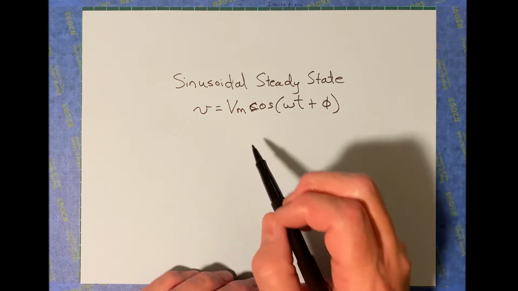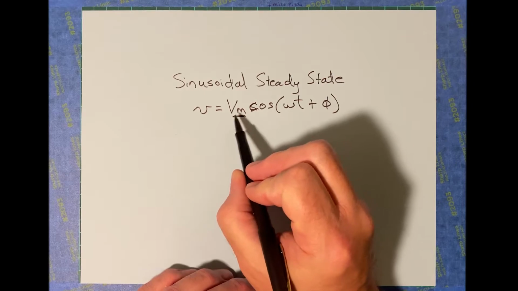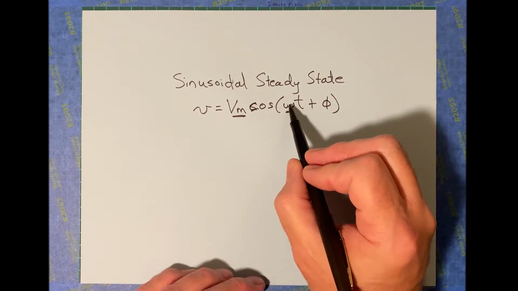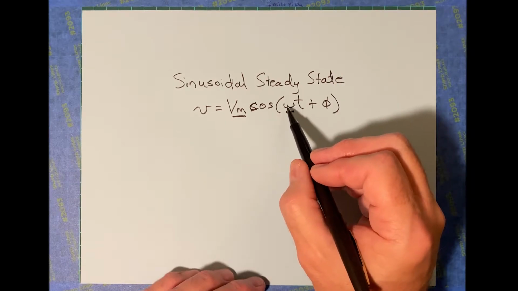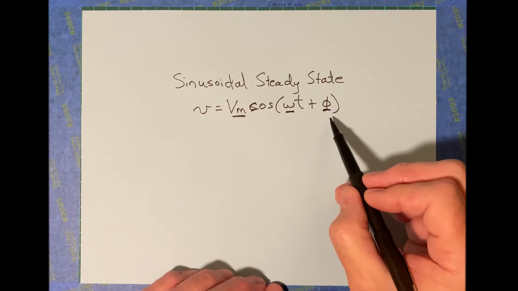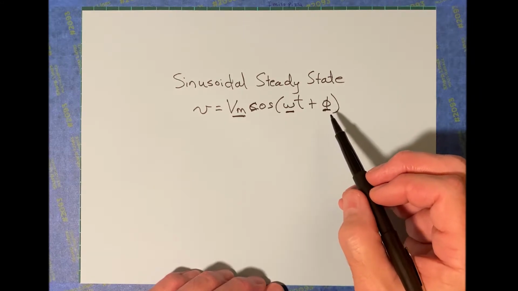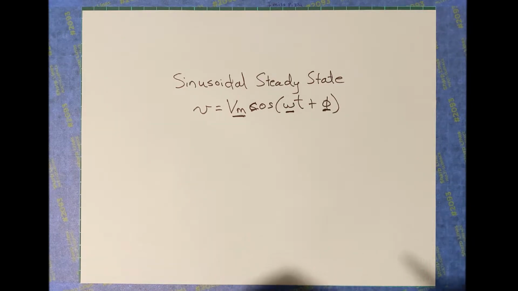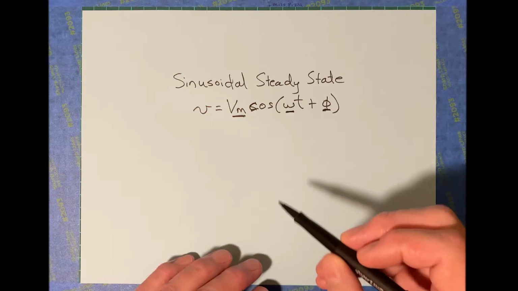The voltage function is going to have an amplitude, that's this V sub m, an angular frequency, that's this omega, that's not a W, that's a small Greek letter omega. And then this right here, that's the phase angle. Now, each one of these three parameters is going to give us a handle in describing the voltage function.